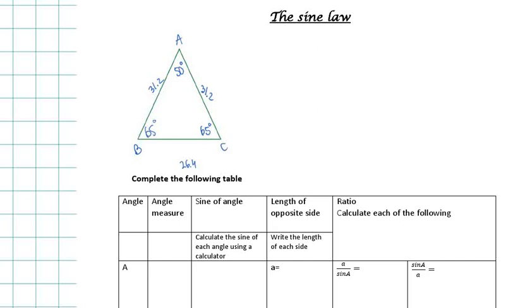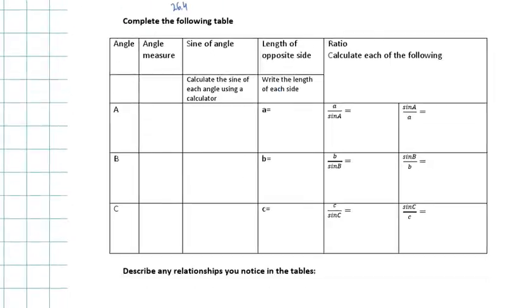So what we have here is a triangle ABC, with angle 50 for A, angle 65 for B, and angle 65 for C, with the sides that I've given you. The question is asking you to complete the following table. All we have to do is write down what the angle measure is, calculate the sine of the angle, and so on. So let's start.